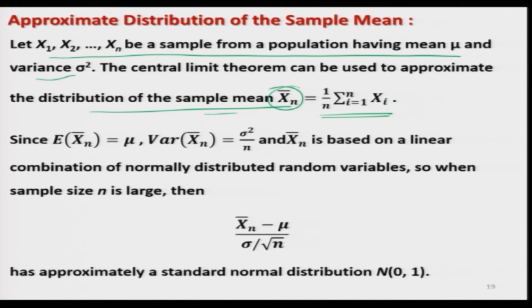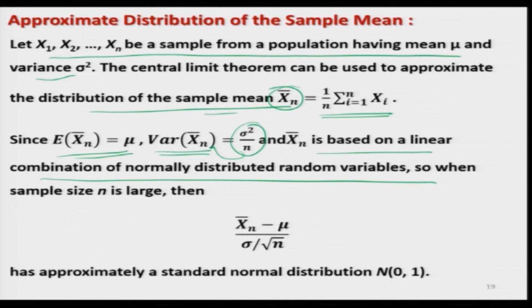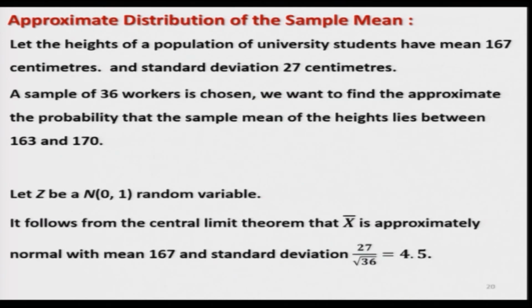Now, we have already proved that the expected value of x bar n is equal to mu and the variance of x bar n is sigma square upon n, which depends on n. We also know that x bar n is based on a linear combination of normally distributed random variables. So, when the sample size is large, then x bar n minus mu upon sigma by root n will also have an approximately normal distribution with mean 0 and variance 1, that is, the standard normal distribution. Now let me give you an example of this result.